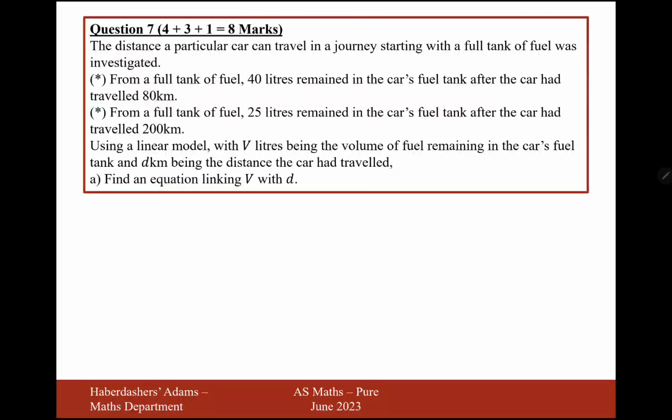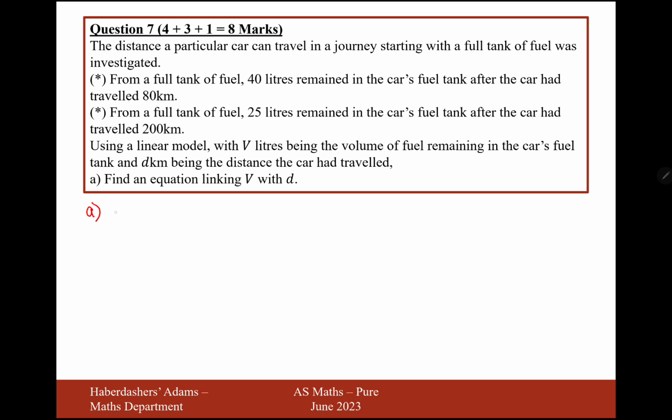The distance a particular car can travel in a journey starting with a full tank of fuel was investigated. From a full tank of fuel, 40 litres remained in the car's fuel tank after the car had travelled 80 kilometres. From a full tank of fuel, 25 litres remained after the car had travelled 200 kilometres. Using a linear model with V litres being the volume of fuel remaining in the car's fuel tank and d kilometres being the distance the car had travelled, find an equation linking V and d.